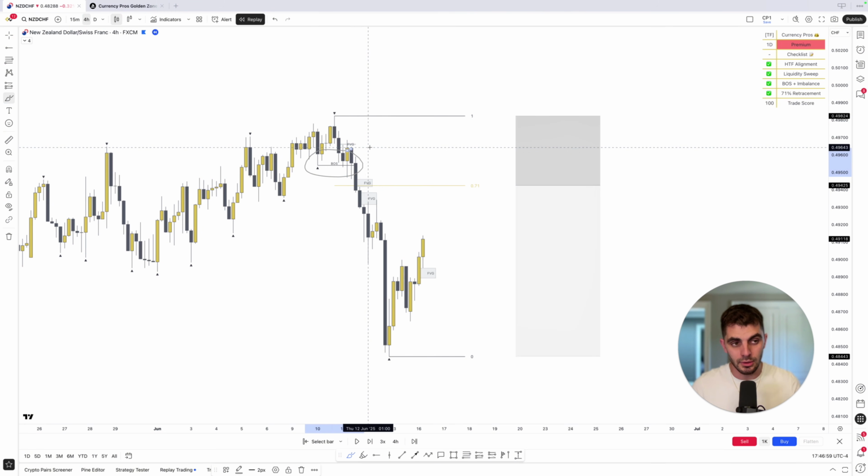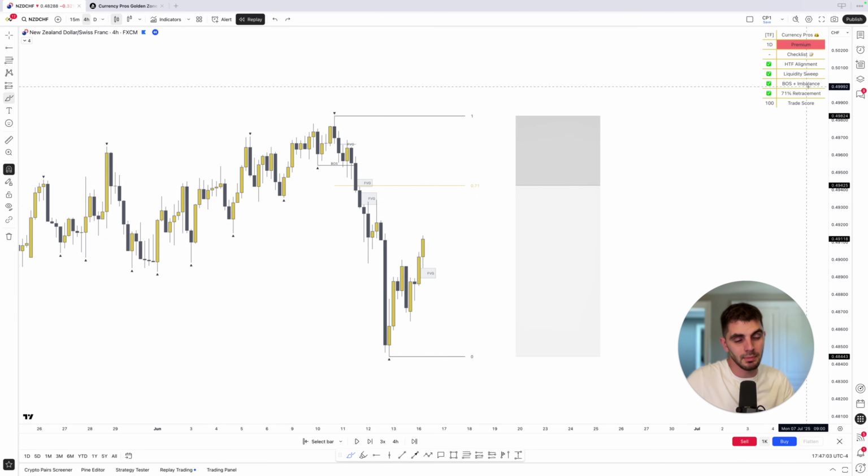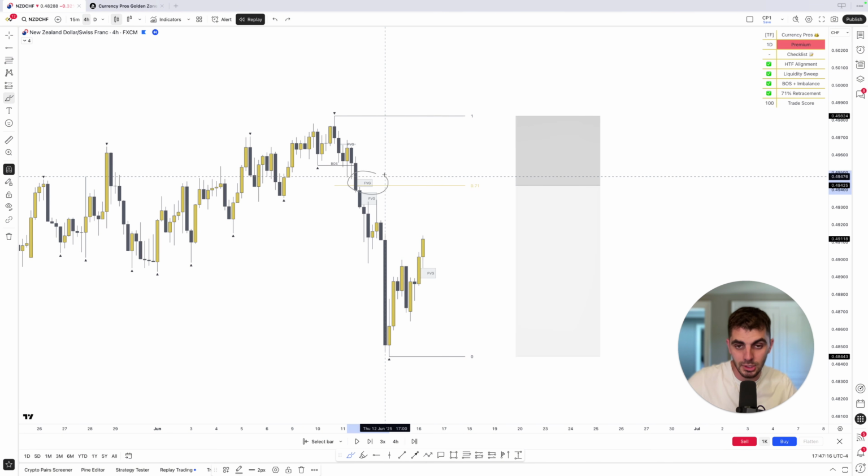So, directing your attention to the top right of the screen once again, the next item is BOS plus imbalance. So that's a break of structure plus imbalance. We've already got the break of structure identified. Now, an imbalance, most of you are going to be familiar with this. It's also referred to commonly as a fair value gap. That's what we programmed into our indicator as well. It says FVG for fair value gap.